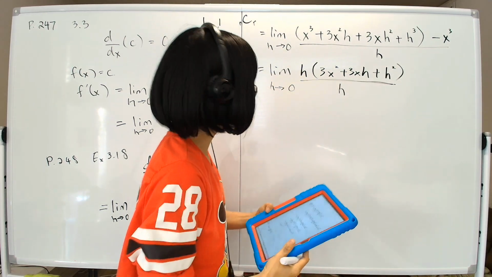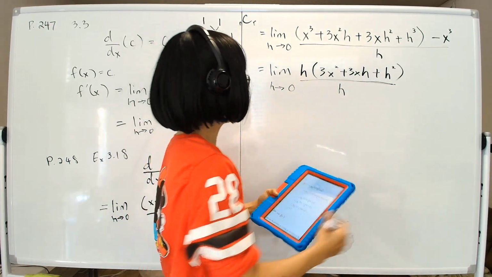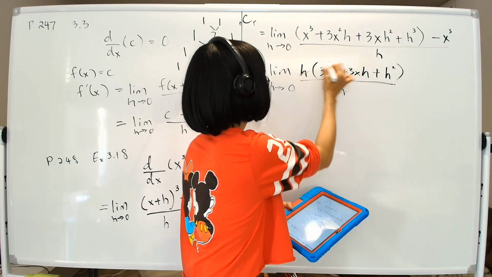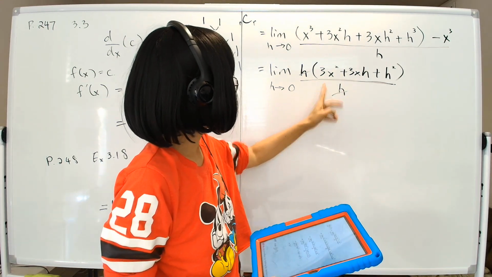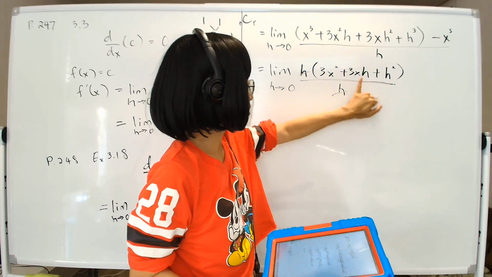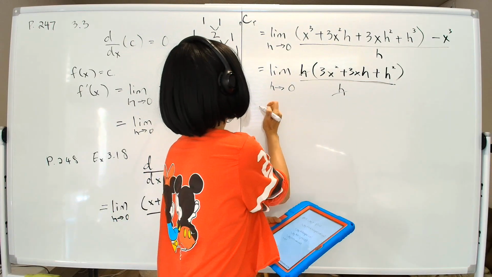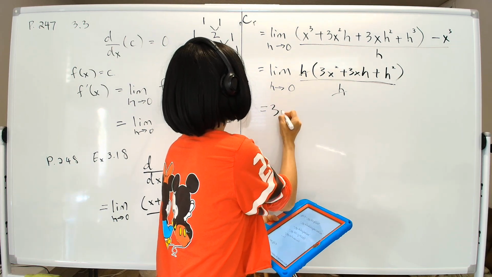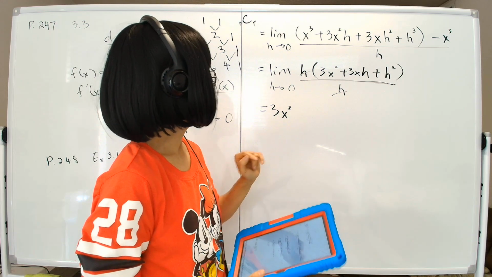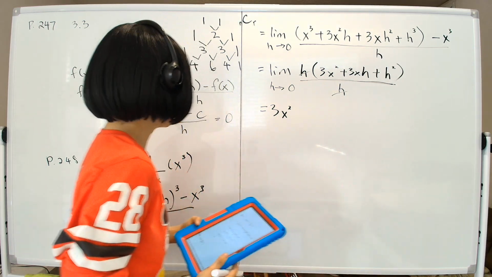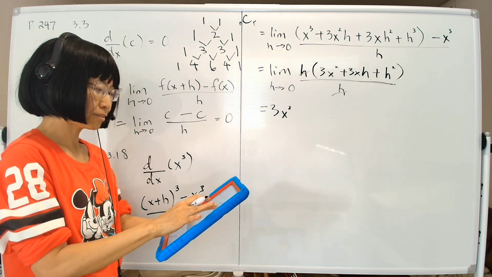And h is not 0 yet. We're just in the delta neighborhood. So we can cancel this out. Cancel. And then let h go to 0. After you cancel it, as h goes to 0, these terms disappear, become 0. So the only thing you have is 3x squared. And that is the derivative of x cubed. All right, so far so good.